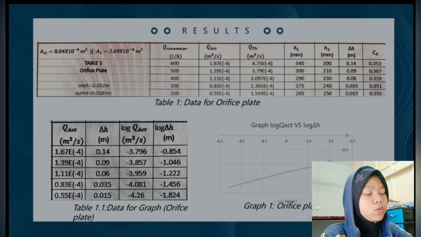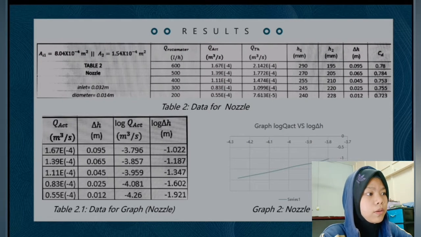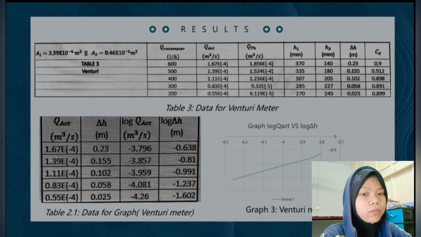The graph needs two axes, and the axes are log Q actual versus log delta H. And we get a nearly straight line there. The same goes for the nozzle. We get an almost straight line too. And lastly, the venturimeter is almost the same.